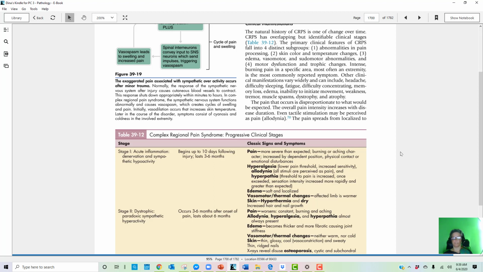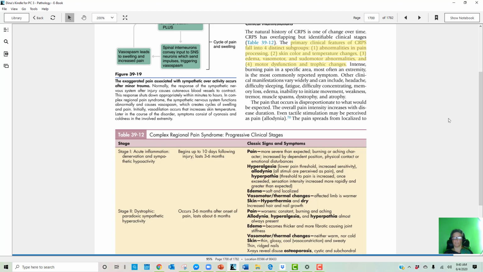Table 39-12. The primary clinical features of CRPS fall into four distinct subgroups. 1. Abnormalities in pain processing. 2. Skin color and temperature changes. 3. Edema, vasomotor, and sudomotor abnormalities. And 4. Motor dysfunction and trophic changes.